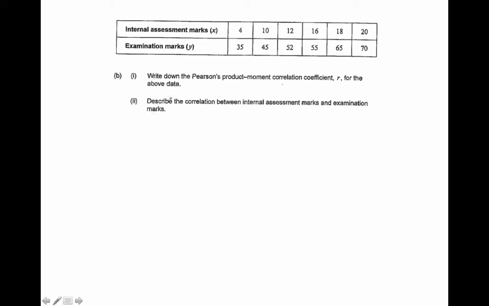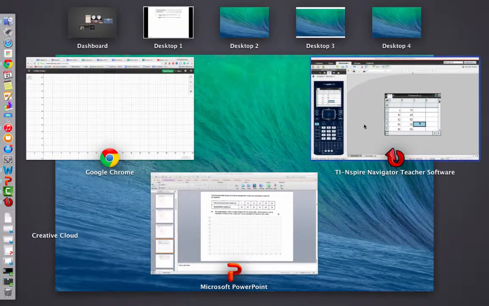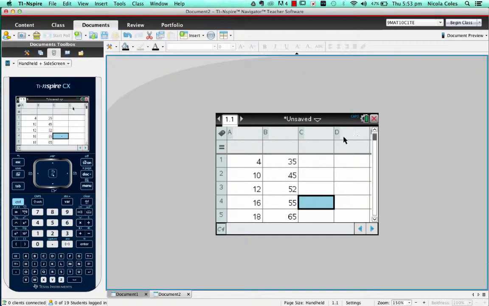A lot of you don't. Write down the Pearson's product moment correlation coefficient. So this is the R value, and it's going to tell us about the strength of the correlation between the 2 variables. You need to know how to do it on your calculator. Those of you that did it on your IA will know that it's a bit of a beast to do by hand.